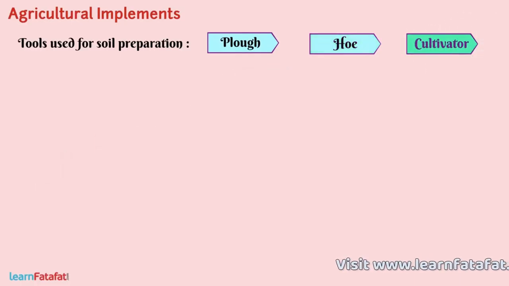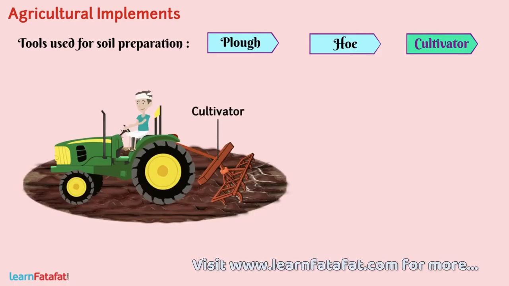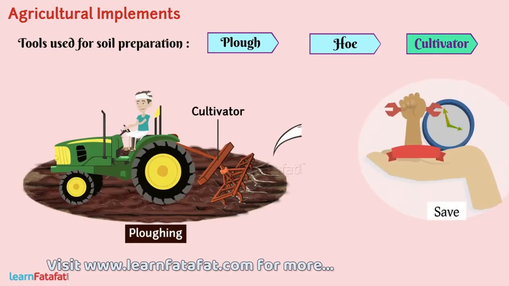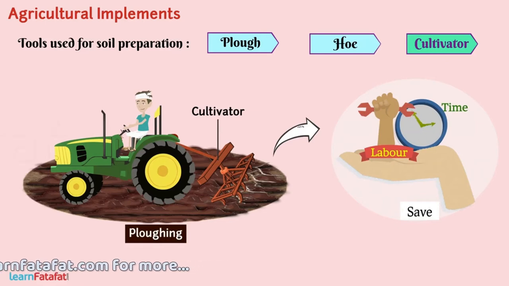Cultivator. Tractor-driven cultivators are now popular for plowing. It saves labor and time.